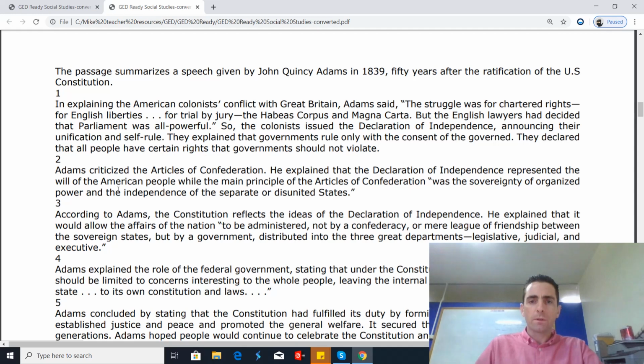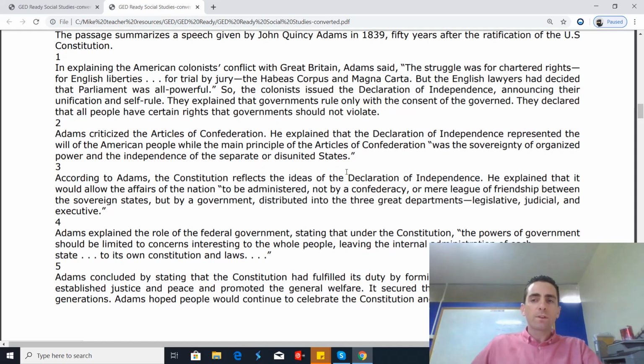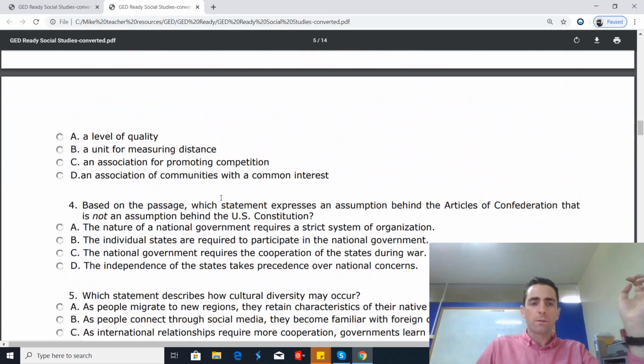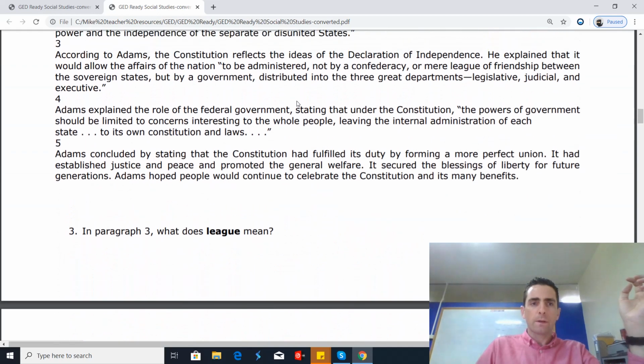Let's just see. Okay, Adams criticized the Articles of Confederation. He explained that the Declaration of Independence represents the will of the American people, while the main principle of the Article of Confederation was the sovereignty of organized power and the independence of the separate or disunited states. Okay, so let's just have a look there.